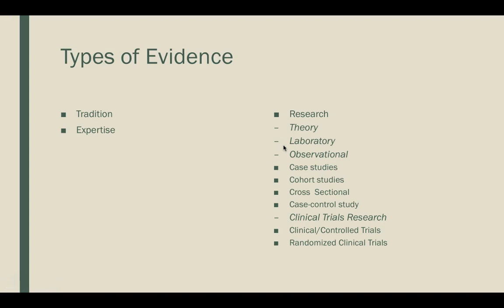So what type of evidence is out there? Again, over here we have tradition and expertise. That's really important. We want to keep that in mind. But ideally, we find more things over on this side of things. So research, taking theory and potentially working it into these studies. Laboratory research, observational research, again, maybe not at the patient level, so it's not our best evidence, but it's something that's available to us. Then we have case studies looking at single patients or maybe a couple of patients.